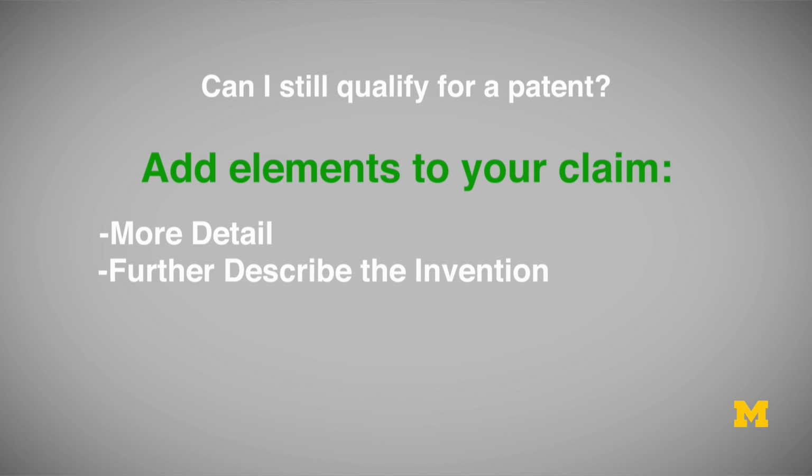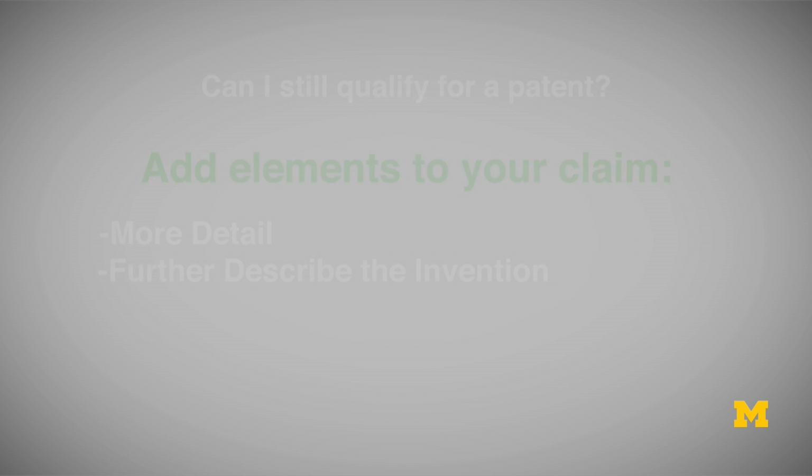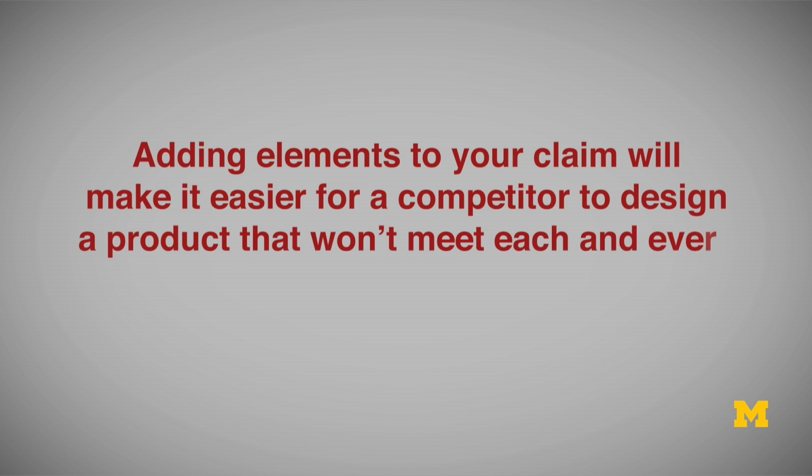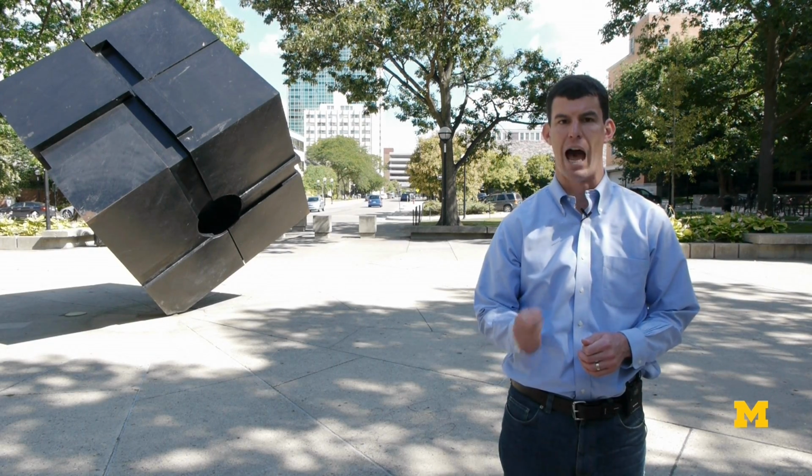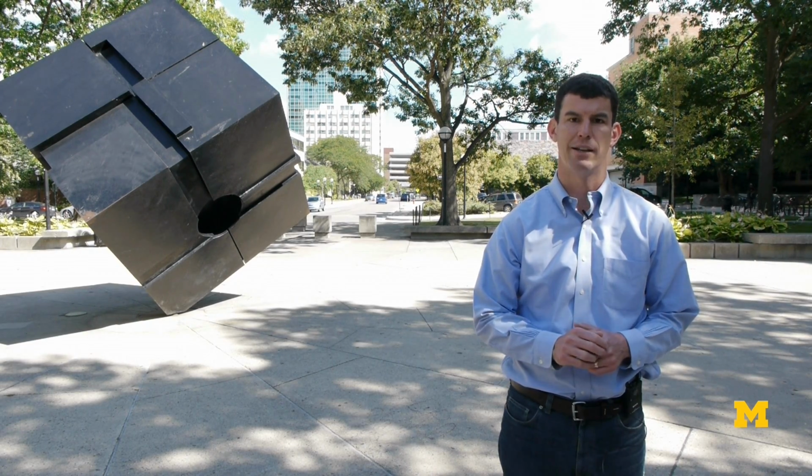Now, on the flip side though, as we'll see when we talk about infringement and the scope of your patent rights, by adding elements to your claim, you're making it easier for a competitor to design a product that doesn't meet each and every element of your claim. Therefore, you're narrowing the scope of your patent rights. This was a general overview of the standard of novelty in order to obtain a patent in the United States.